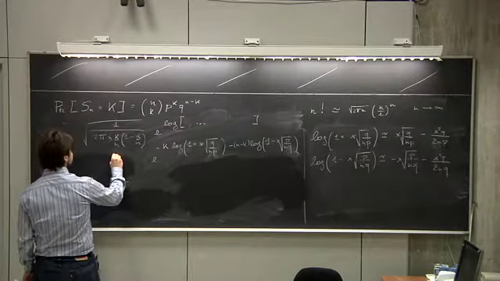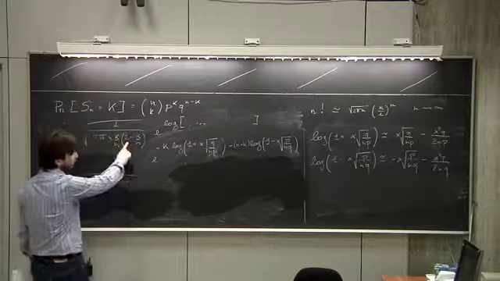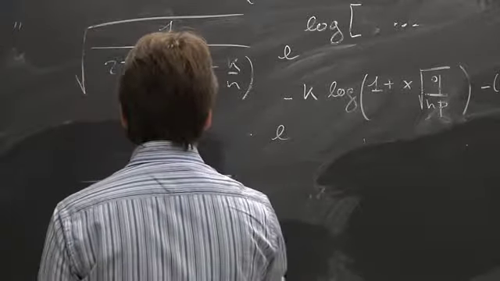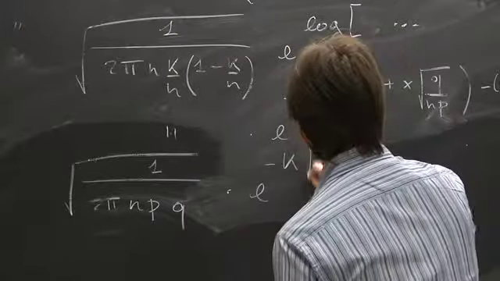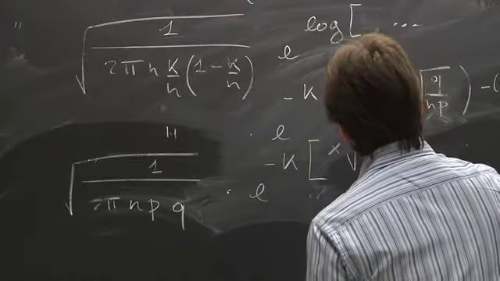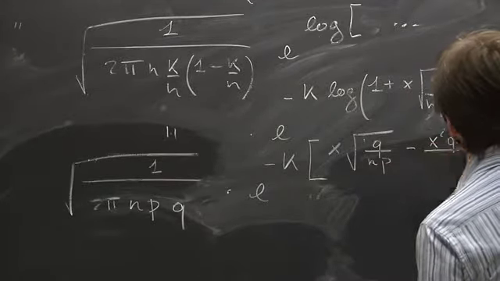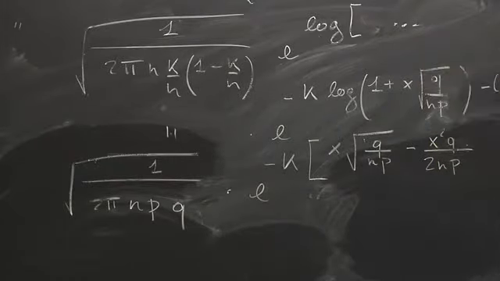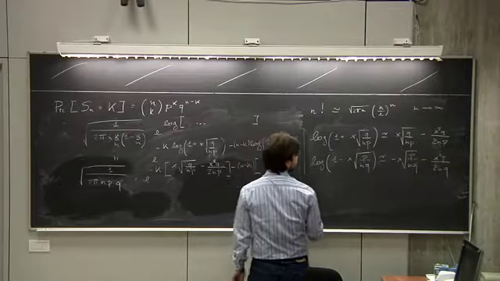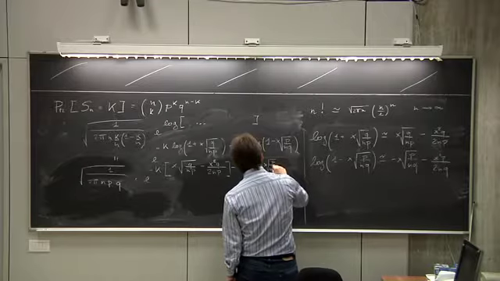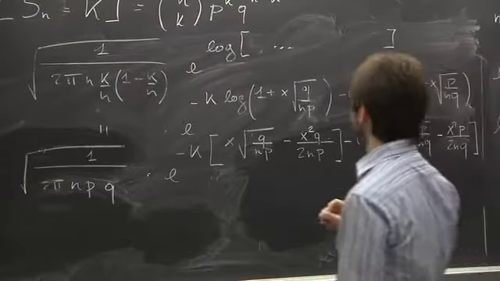Okay, so this is 1 over the square root of 2 pi n p, and then you have 1 minus p, which is equal to q, times e to the minus k, and you replace this with x square root of q over p times square root of np, minus x square root of q over p, and then n minus k, minus x square root of p over q. Okay, we're almost there.